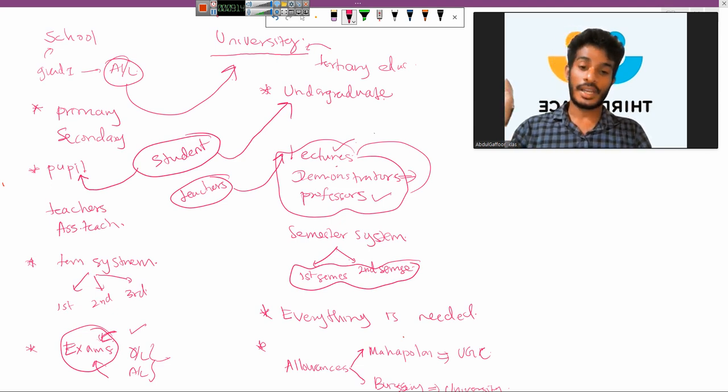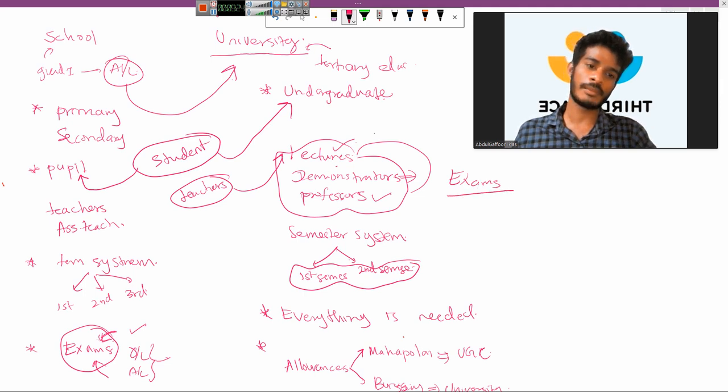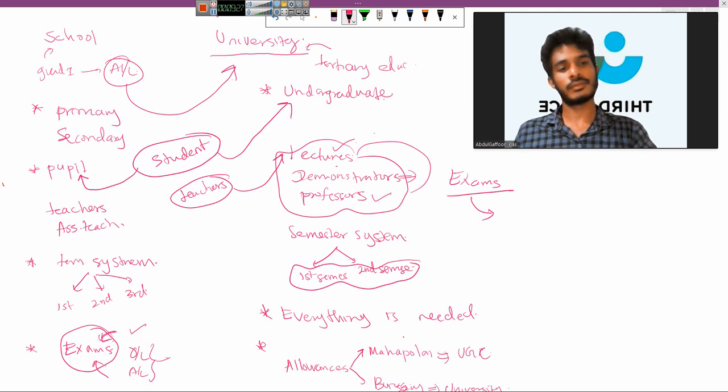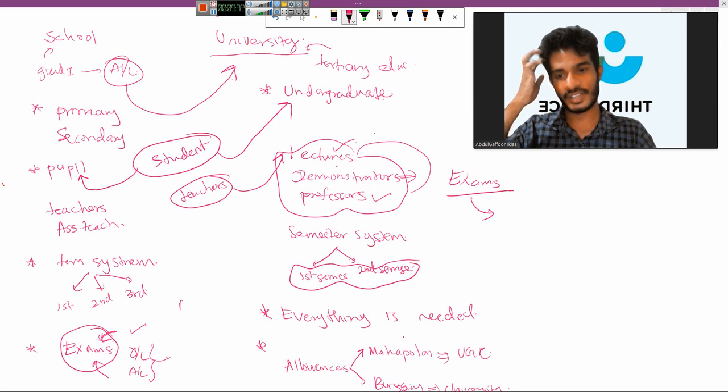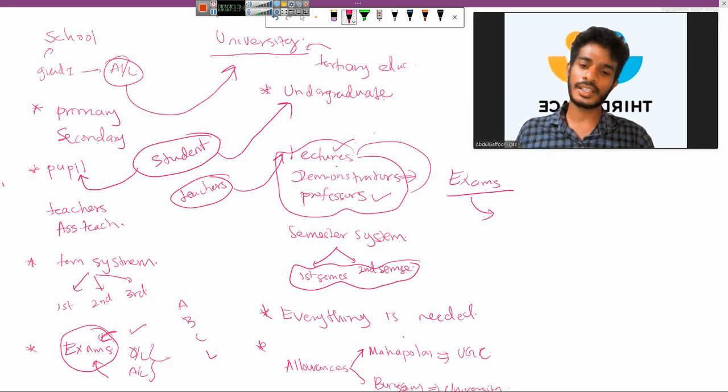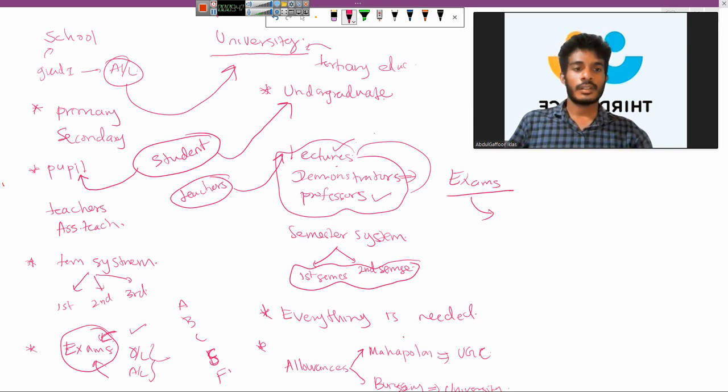For the semester examinations also we don't need to pay. But in the exams our grades will be different from the school system, right? Here we will have A, B, C, S and F. But in university we will have a different grading system. So in university the gradings will be different, right?